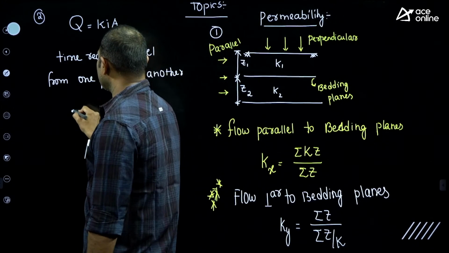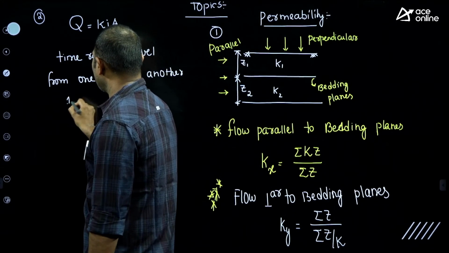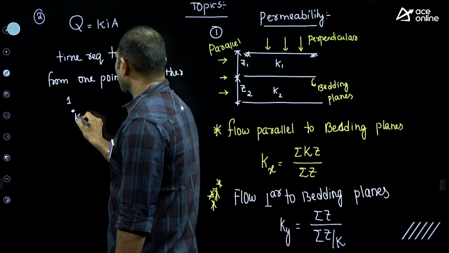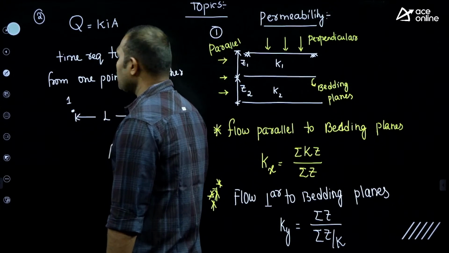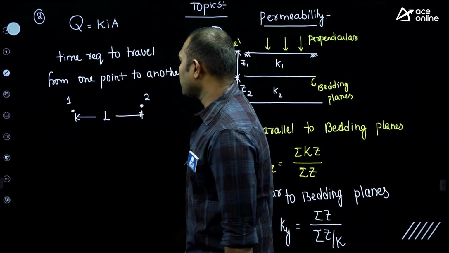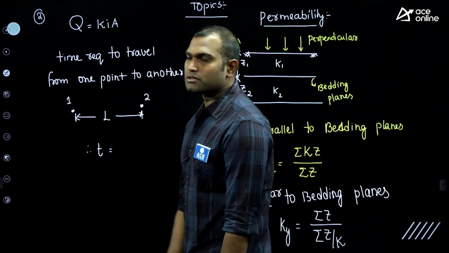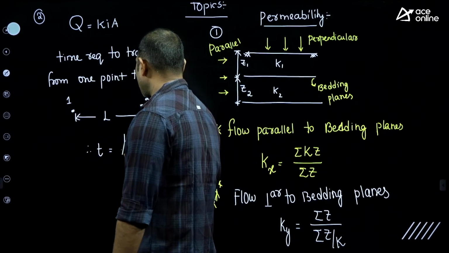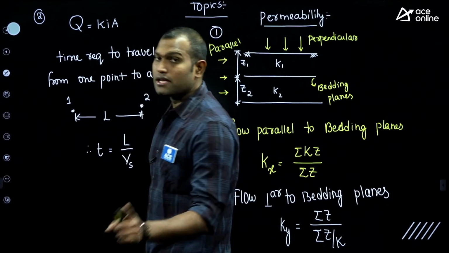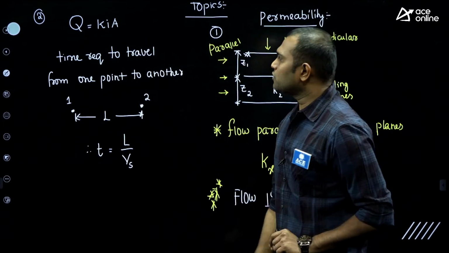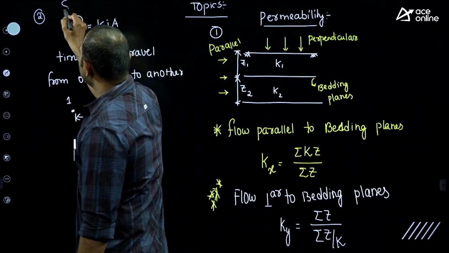So suppose this is point 1 and this is point number 2, and if the distance from this point to this point is L, then what is the time taken by the water? The time is nothing but, since velocity is equal to distance by time, time is equal to L by velocity. Which velocity? Seepage velocity.